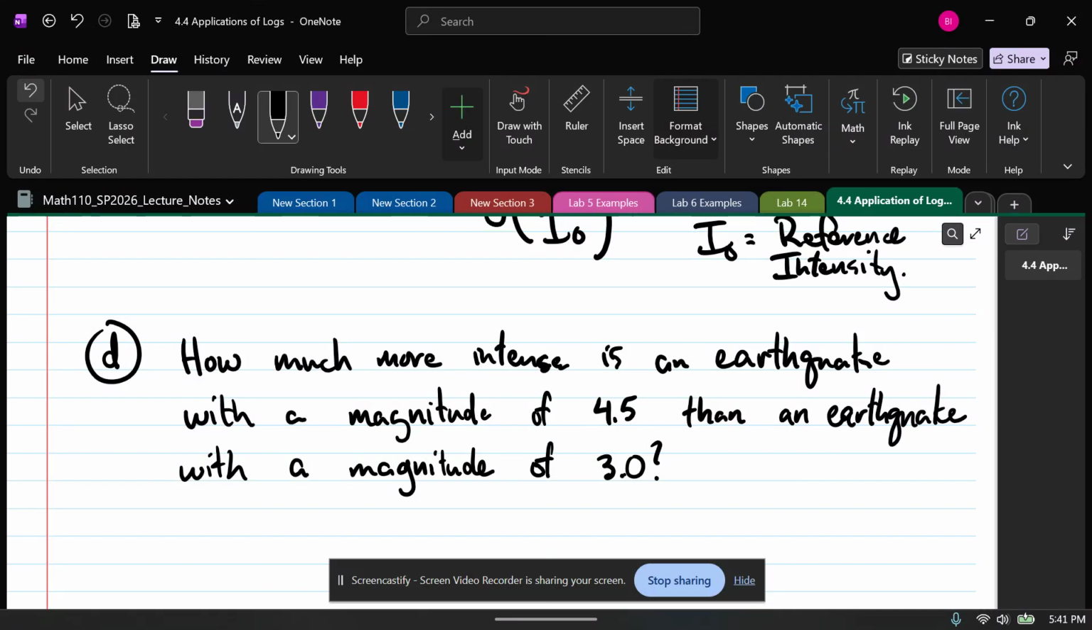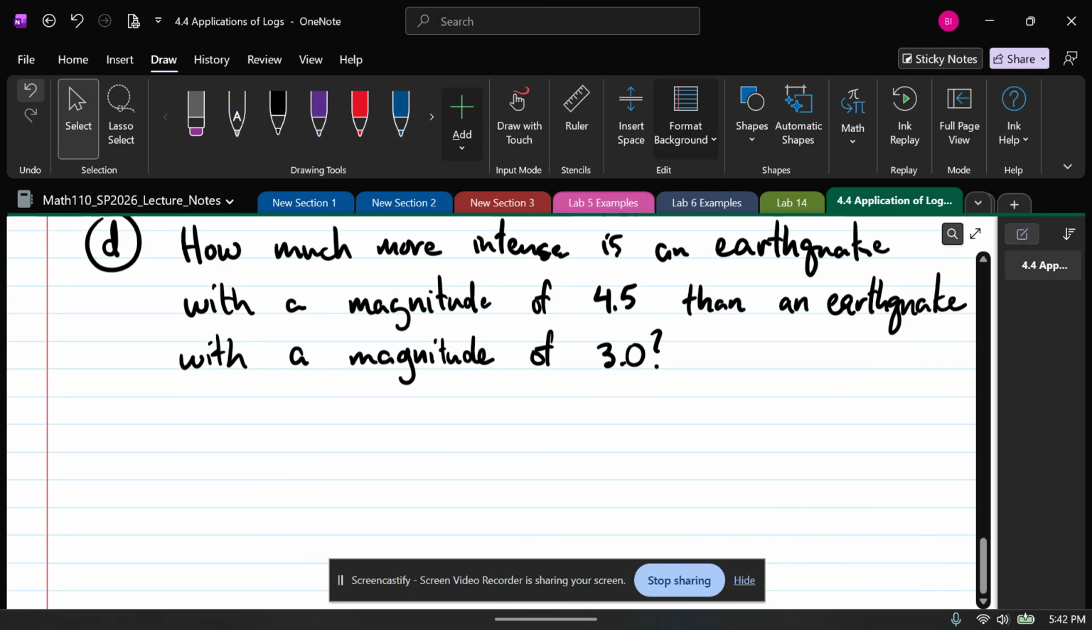So the intensity is how much shaking there is. The magnitude is going to be based on what fault you're at, the intensity. If these are both in the same spot, does the reference magnitude or reference intensity even matter? If they're measured at the same spot? No, it doesn't matter what it is.